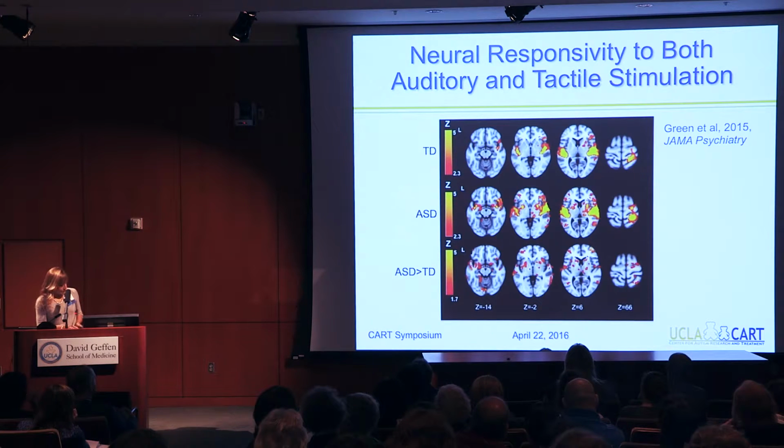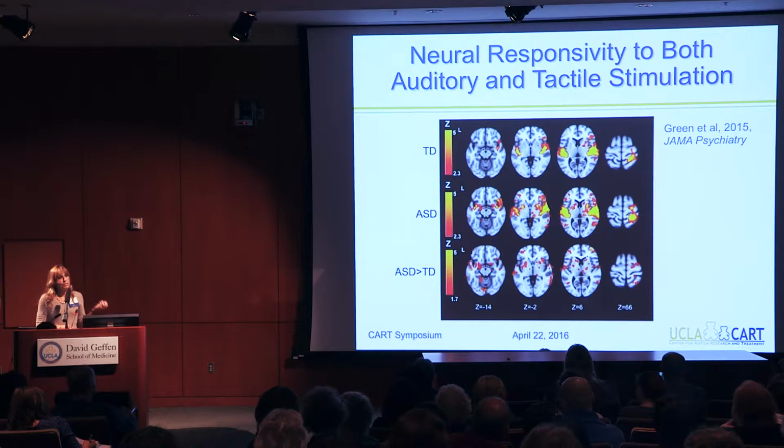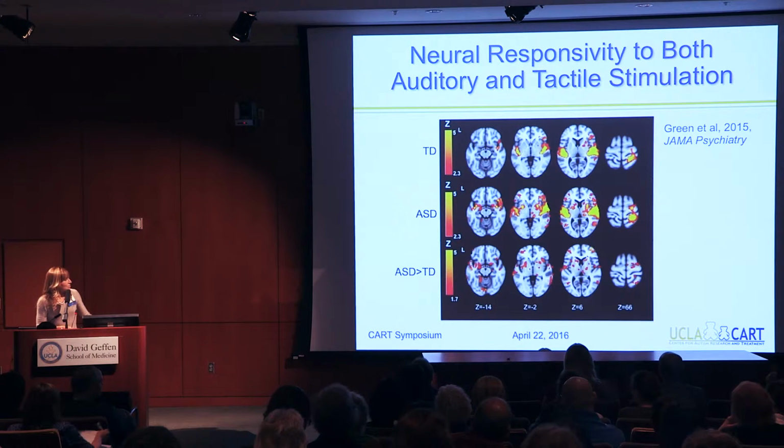So here are the findings, and you can again see in the typically developing kids and the children with autism there is some similarity, of course, in the pattern of responsivity. I'm showing you here the results for the joint condition where they were both hearing the obnoxious sounds and also being scratched on their arms, because it's the one that actually gives us the stronger result, and I would not have time to go over all of them. But this is, again, the comparison where you see the children with autism show increased activity.